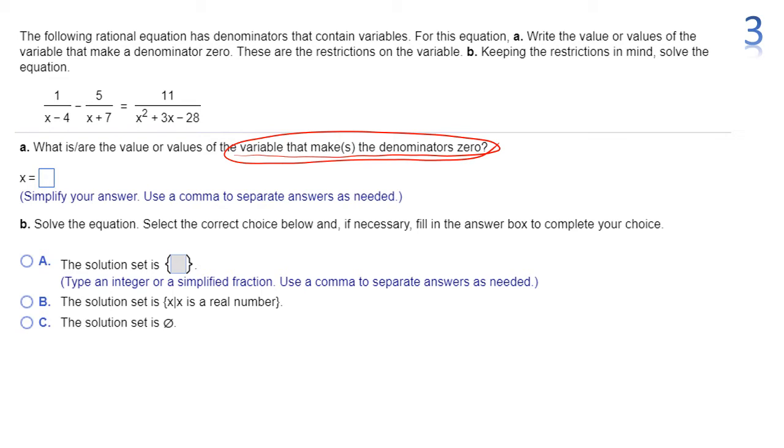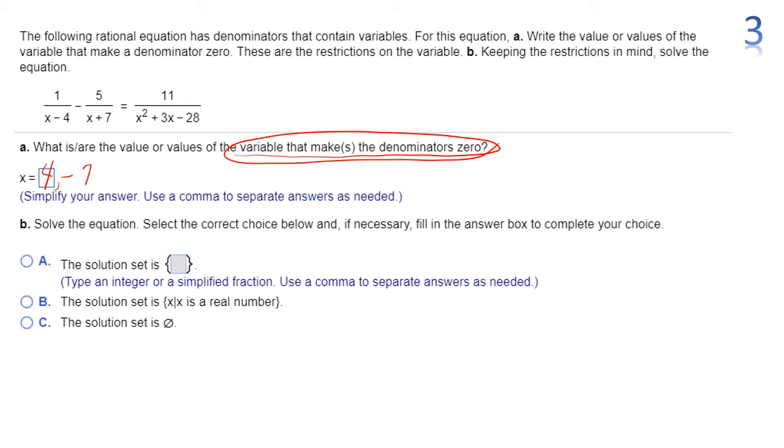If you look at the first one, 4 minus 4 would give me 0. So I don't want to use a 4. 4 must be a restriction. If you look at the second fraction, -7 plus 7 would give me 0. I don't want that to happen. So there are 2 restrictions so far.